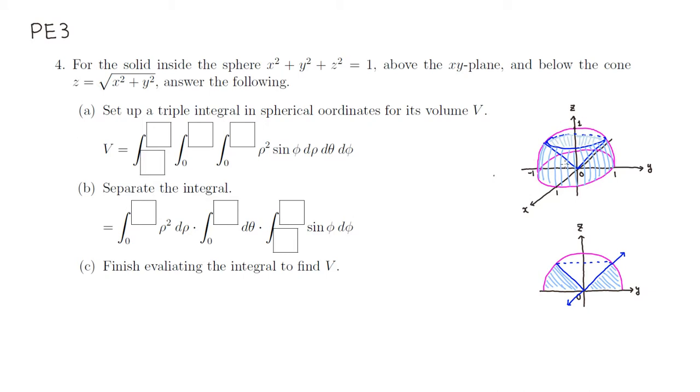So you have this solid here. Then we want to set up a triple integral in spherical coordinates for the volume of this solid. Part of it is already filled in: rho squared sine phi, d rho, d theta, d phi. This is just the volume element for spherical coordinates.